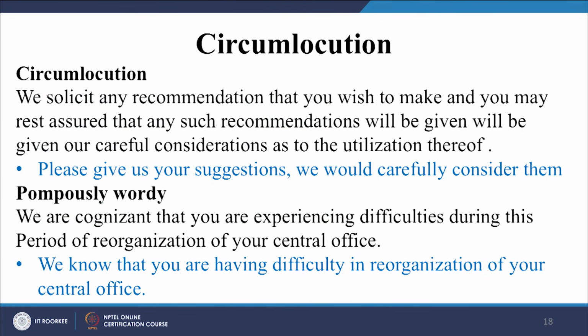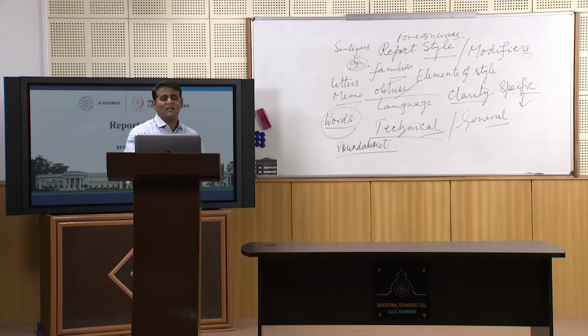Again, sometimes people take recourse to circumlocutions. Circumlocutions are roundabout expressions. Something that you want to say, but you have not been able to say, so for that you make use of circumlocutions. Nothing is clear. You actually create your sentence in such a manner that it becomes very difficult. Let us take an example. We are cognizant that you are experiencing difficulties during this period of reorganization of your central office. Why should you say cognizant? It is better to say you know.